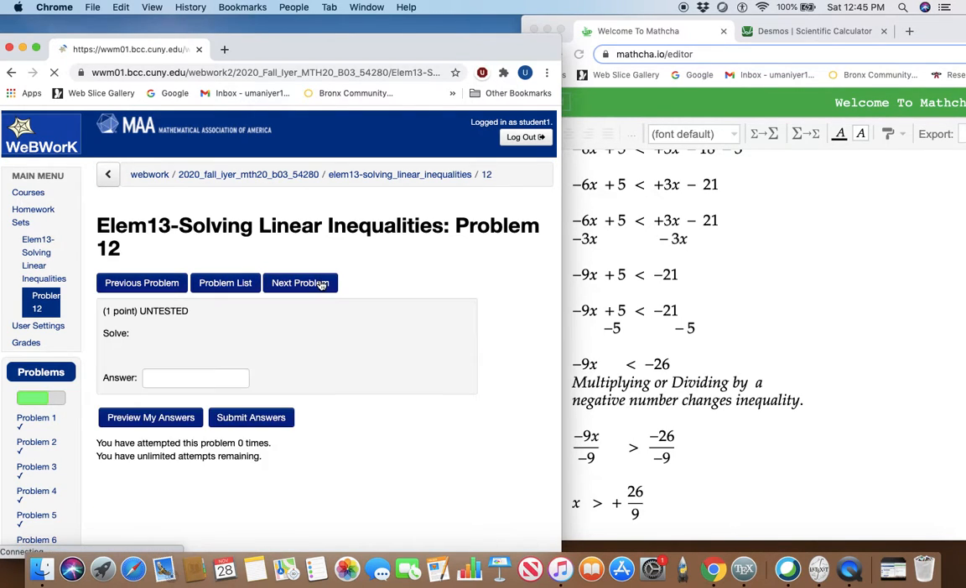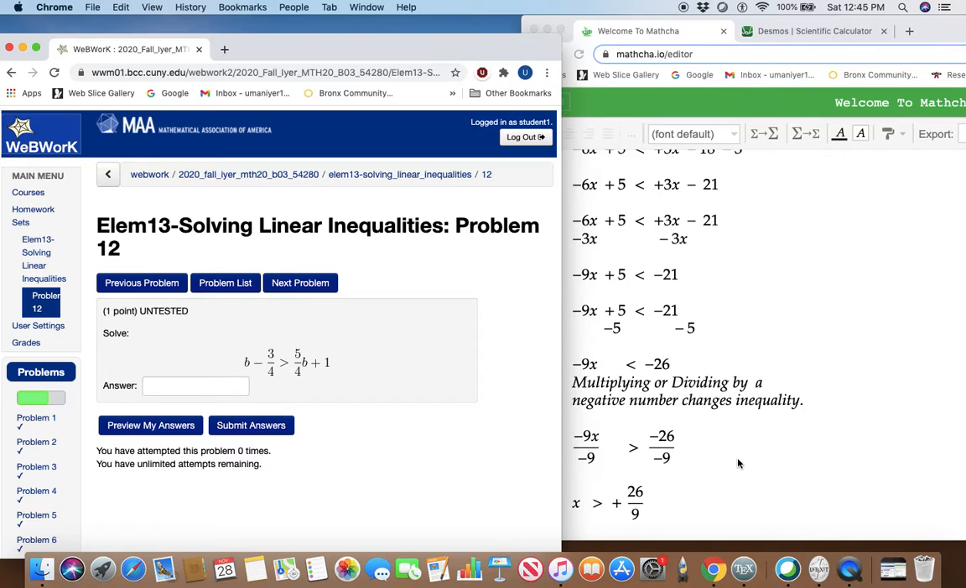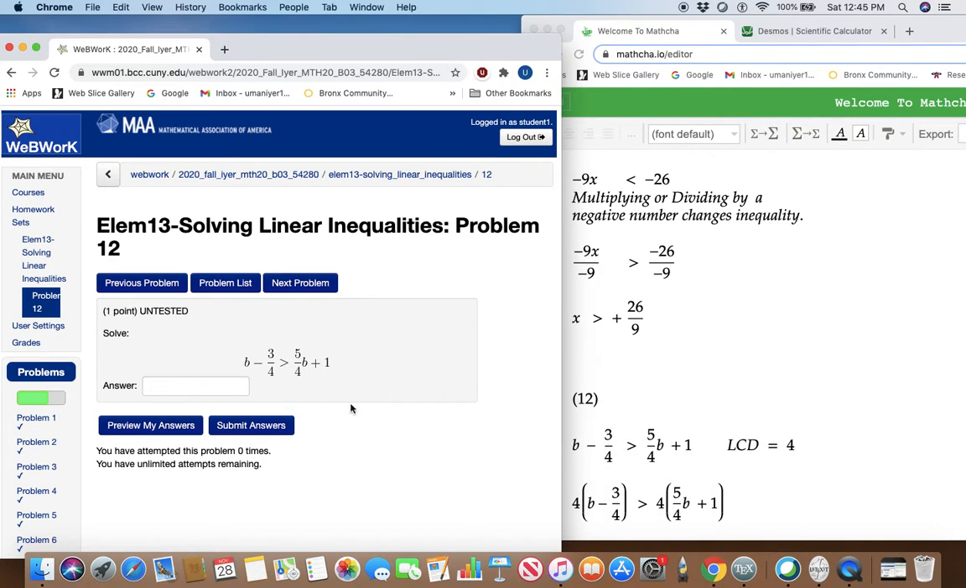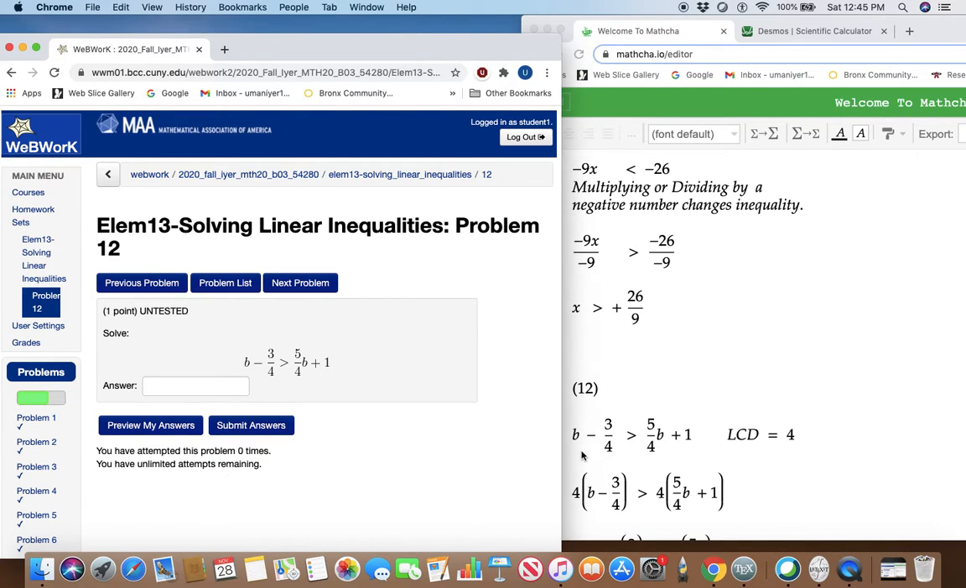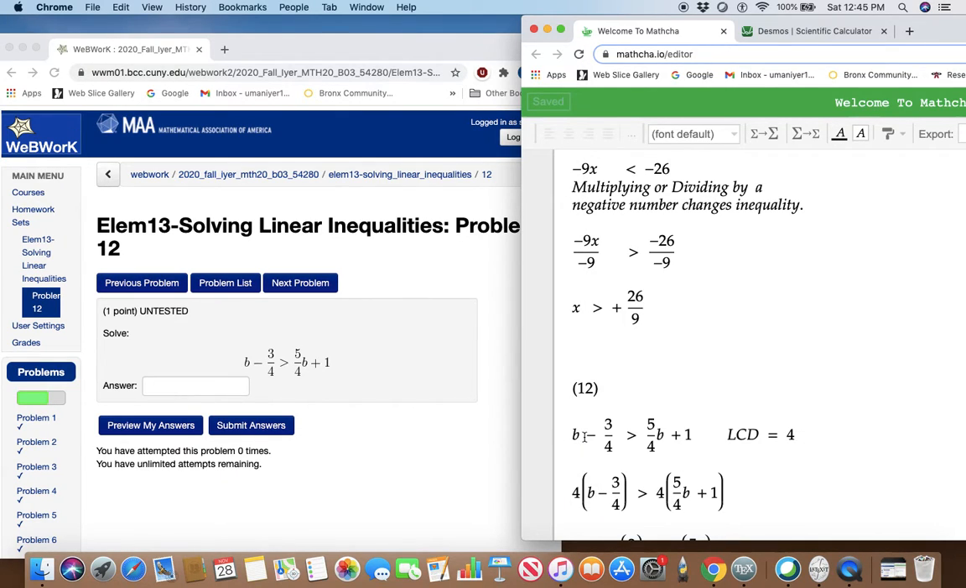Next. b minus 3/4 is greater than 5 over 4b plus 1. So I have a denominator. So the common denominator here is 4. And I will multiply both sides by 4. I multiply by the least common denominator so that the denominators get eliminated. Okay. Notice 4 is a positive number, so no change in inequality.